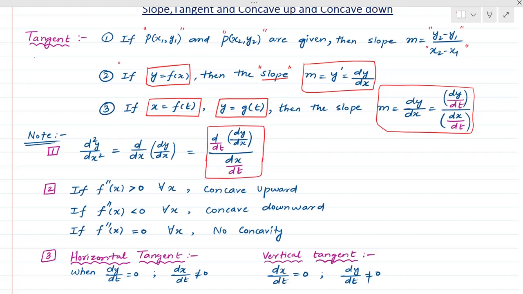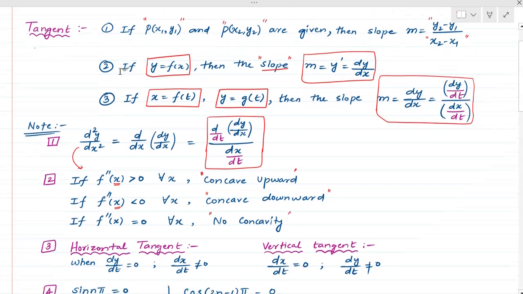Using the second derivative itself, we will find whether it is concave up or concave down. If the second derivative is more than 0, it is convex up. If it is less than 0 for all the x values, it is downward. When it is equal to 0, there is no concavity.